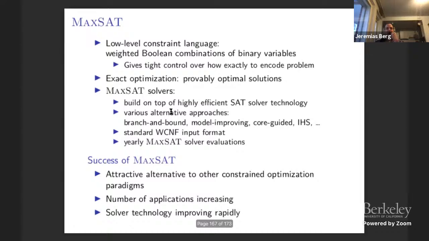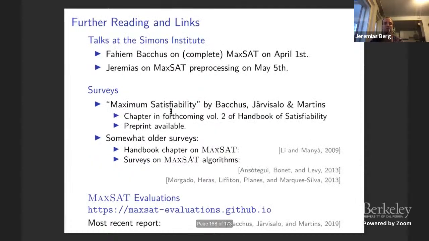And we had a few more slides, just summing up what we talked about. There are a number of different approaches that you can use. Developing an intuition for what you want to use, or a theoretical understanding, would be even better and interesting future work. And then some further reading. Fahim gave a talk on similar topics just a while ago, and I'm going to give a shorter talk on MaxSAT preprocessing in the beginning of May as well. So you're all welcome to come there.